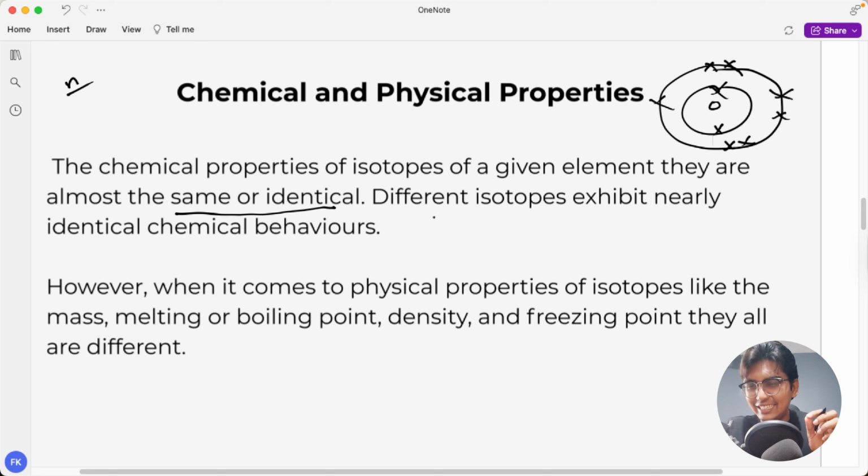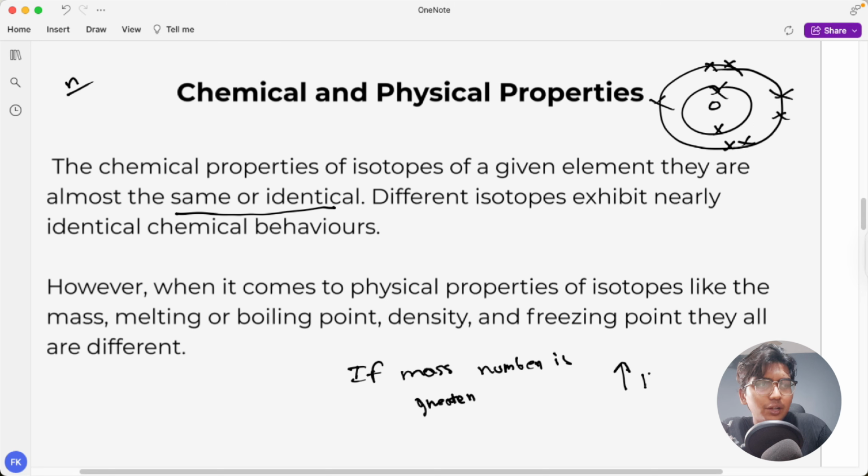However, things get interesting when it comes to mass number. It actually plays a key role. For example, if the mass number is greater, you will see it has a higher melting point, right? And also its mass increases, right? Neutrons have mass, and both its melting and boiling point increase, as well as density and freezing point. They are all different for different isotopes.